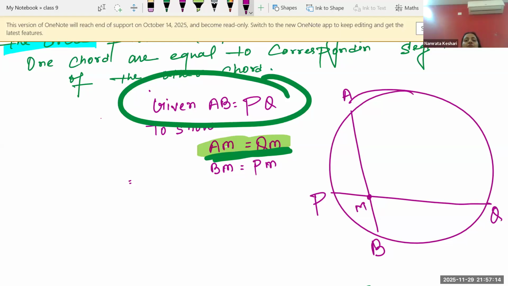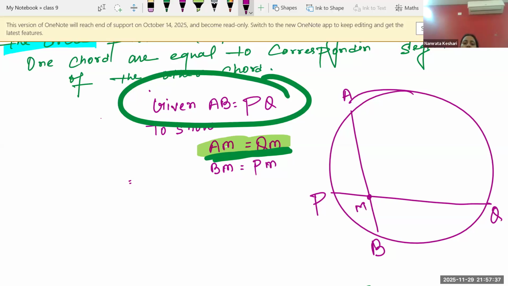Then we have to prove that the corresponding segments are equal. That means the bigger portion and the bigger portion are equal with each other, and the teeny tiny portion and the teeny tiny portion are equal with each other. That's what we have to prove. We realize that if we prove the bigger portions are equal, then automatically the other ones will be equal because the chords are equal in length.